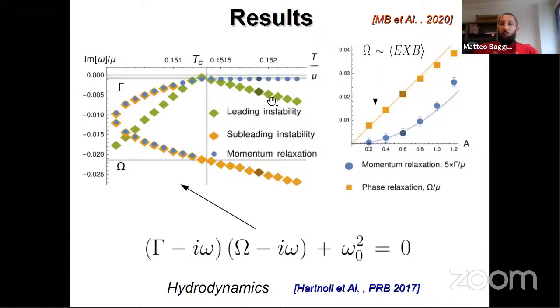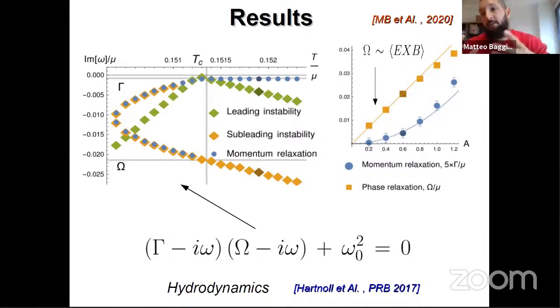And you can see that one of them, the green one, actually goes to zero at critical temperature. So this is the mode that actually drives the instability, because you see that exactly at TC, it wants to get a positive imaginary part, which means explosion. And then there is a second mode, which basically is a secondary instability. And you can really see that these two modes correspond to basically the real and the imaginary part of this condensate, or if you like, the amplitude fluctuations and the phase fluctuations.